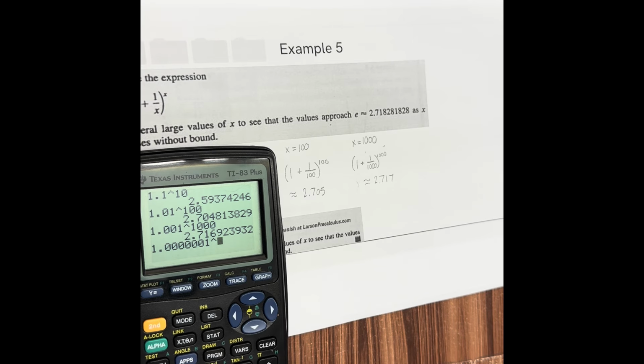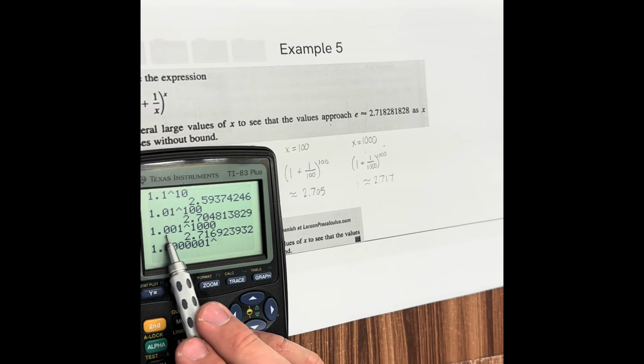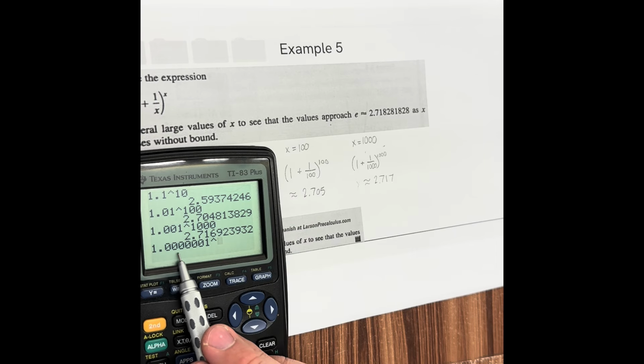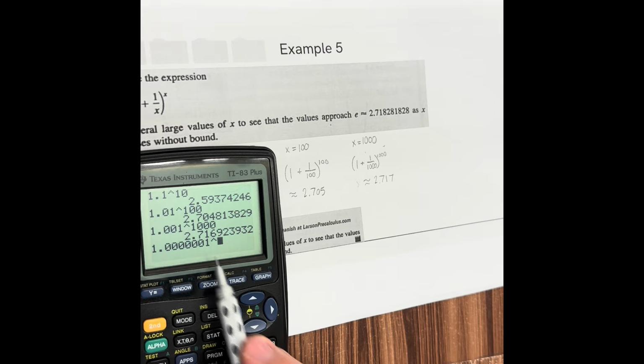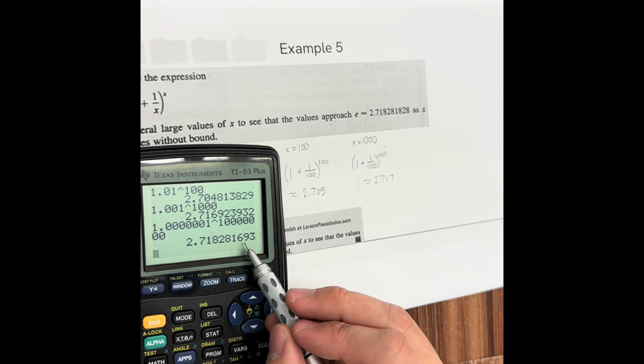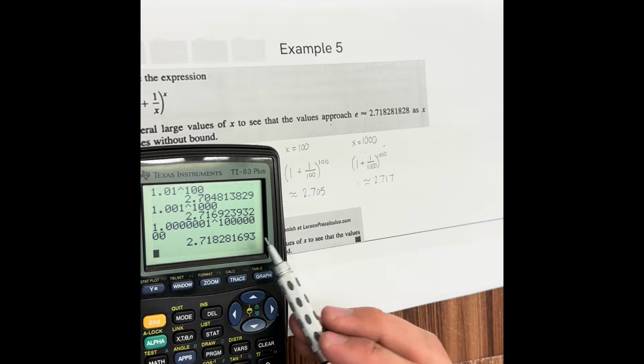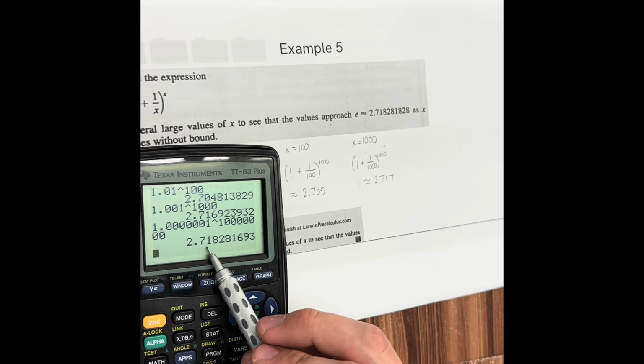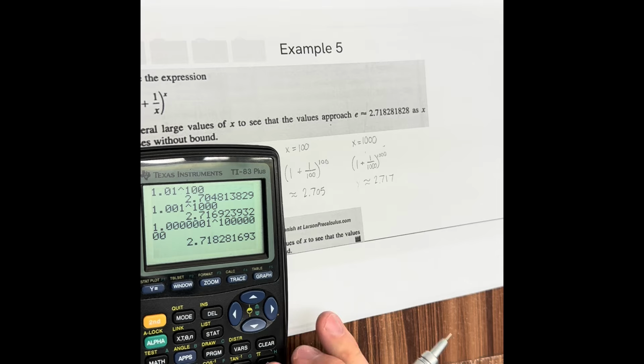1.000001 to the power of, and this would be 1, 2, 3, 4, 5, 6, 7. All right, so 7 zeros there. So 2.718281, and then here you can see that's some more variability. But when we increase it that much, we can see that pattern. It does approach 2.718 repeating. All right, so that's the value for e. When you plug in infinitely large numbers for x, it gets closer and closer to 2.718.